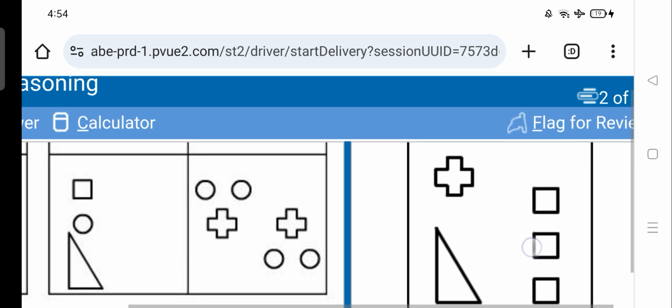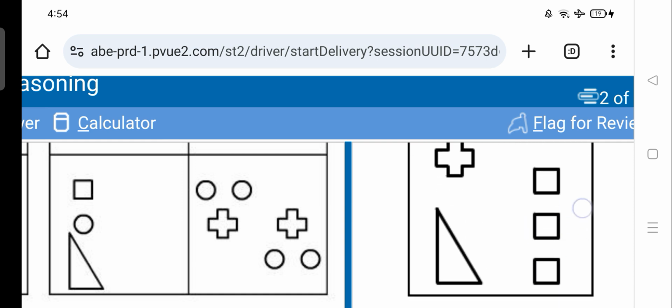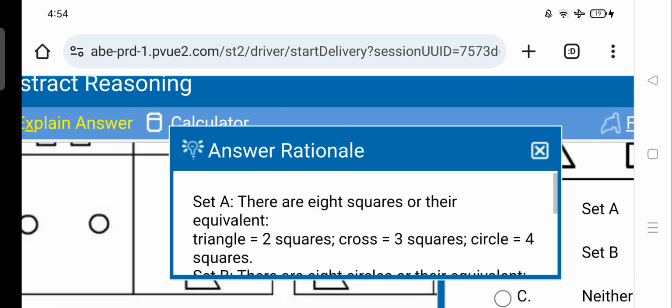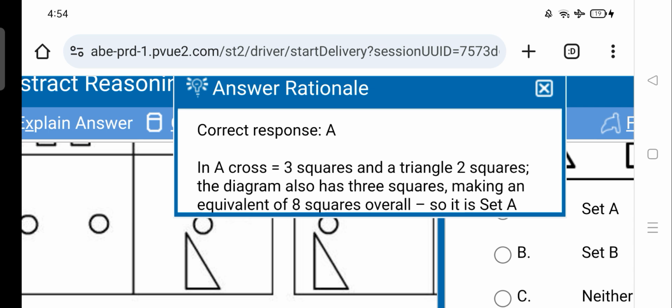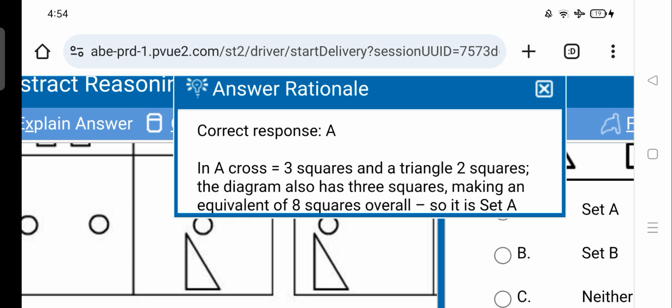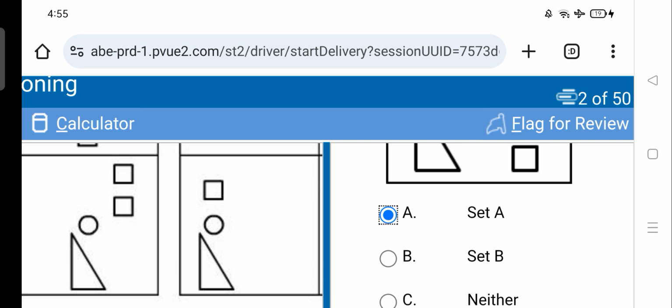As we have read, the triangle equals 4 squares in set A. That's how you can explain your answer. So here are your rules, and the correct option is option A. In A, cross equals 3 squares, and a triangle equals 2 squares. So the diagram also has 3 squares, making an equivalent of 8 squares overall. So it is set A. So that's how we can say option A, that is set A, is the correct option.